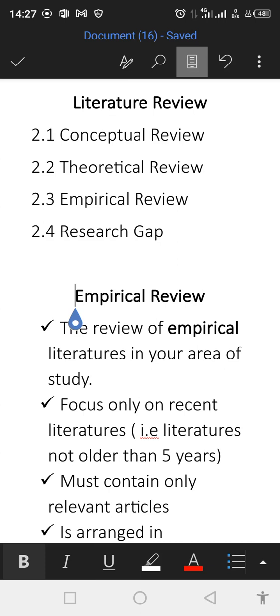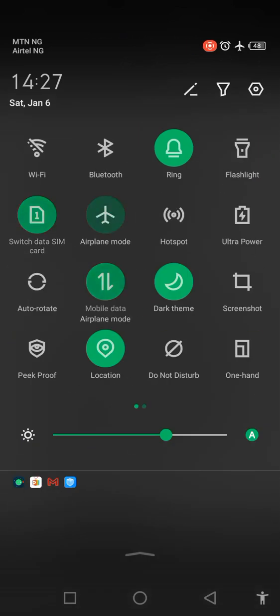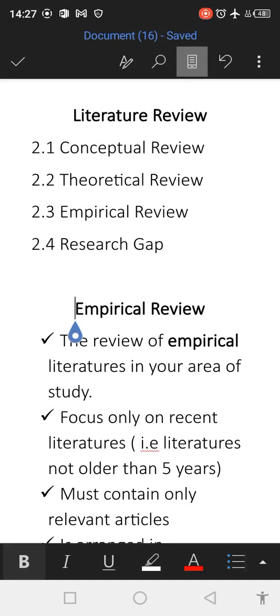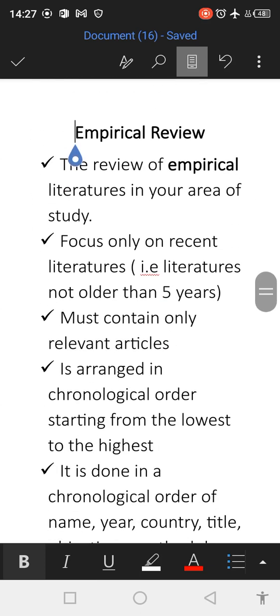The conceptual review discusses the concepts of your research projects. The theoretical review discusses the theories that back them up. While the empirical review, we are going to talk about it here, and then we move to the research gap. All right, before I continue, let's talk about the empirical review.